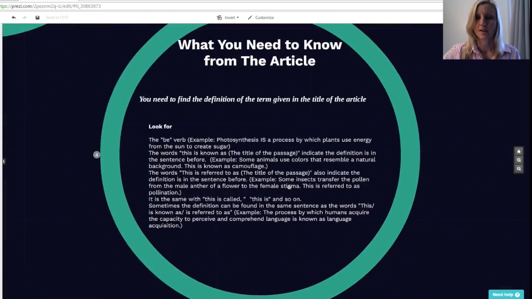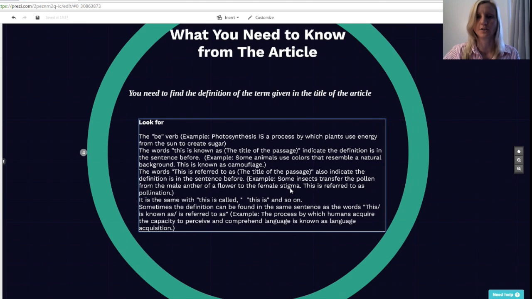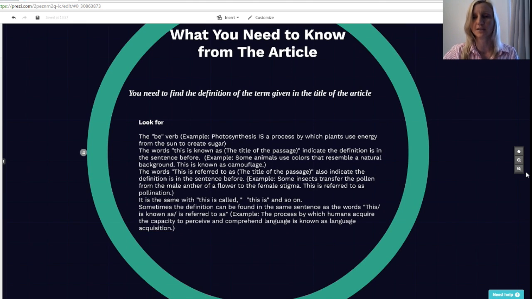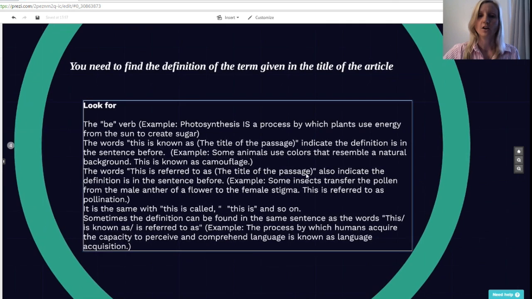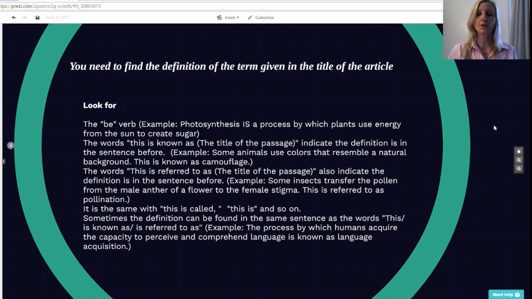So, let's talk about what you need to know from the article. You need to find the definition of the term that's given to you in the article. So here's how to look for that definition. First of all, look for the be verb. For example, if it says photosynthesis is a process by which plants use energy from the sun to create sugar, there's your definition right there.